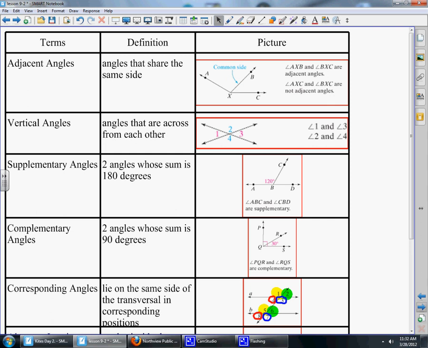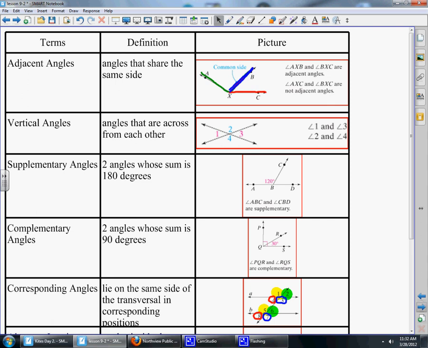So the first term that we're going to talk about are adjacent angles, and they're angles that share the same side. So if we look at this example here, we have angle AXB, and then we have angle BXC. They are adjacent angles because they share the side XB. So adjacent angles are angles that share the same side.